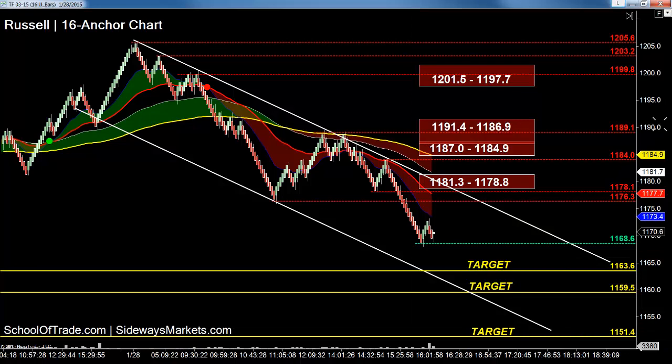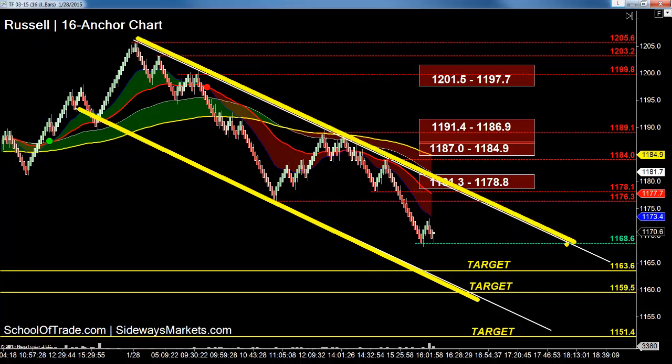How about that 16 anchor? Another good-looking chart. We're on a roll here today. You're going to see a lot of these good-looking charts. By good-looking, I just mean a lot of clean lines. It's not difficult to tell where we're going. It's not very ambiguous. Very clear.